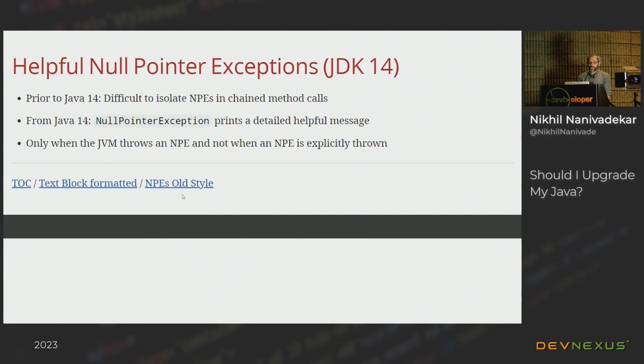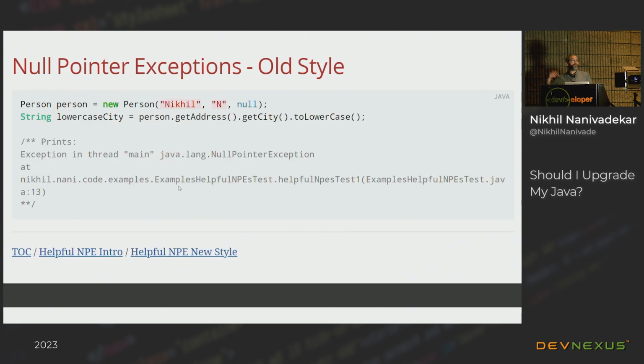All right, so let's look at the old style of code. Let's say I have a person object, it takes first name, last name, and the null is an address field, we'll see in a second. And then as you can see, address is null, but essentially all I get to see is that, hey, there's a null pointer exception. And like I said, all of this code is available on GitHub. You can download it, you can run it.